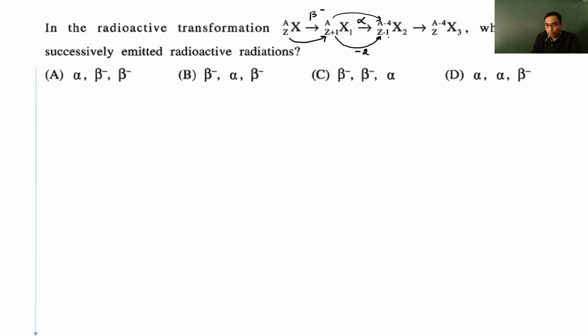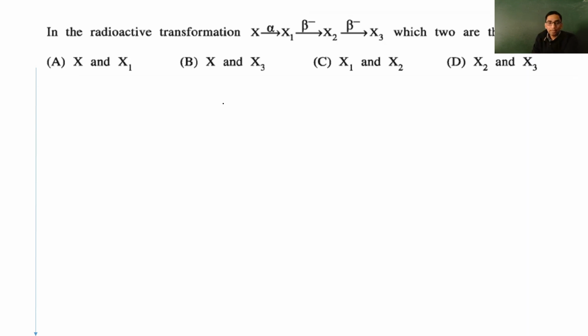Again, Z minus 1 to Z, there is an increase in 1 atomic number. So this is plus 1, and no change in the mass number. So this is beta minus. So what could be the correct answer? This one. Yeah, B option is the correct answer.